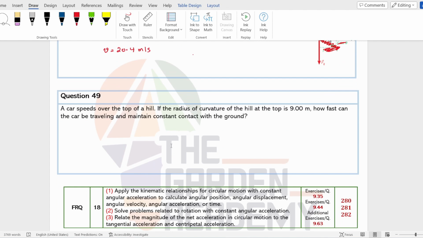As for question 49, it says a car speeds over the top of a hill. If the radius of curvature of the hill at the top is 9 meters, how fast can the car be traveling and maintain constant contact with the ground? Now the best thing to do is to draw a sketch here, and this is the sketch. This represents the hill itself, and now the car is moving at the top of the hill with the maximum speed.